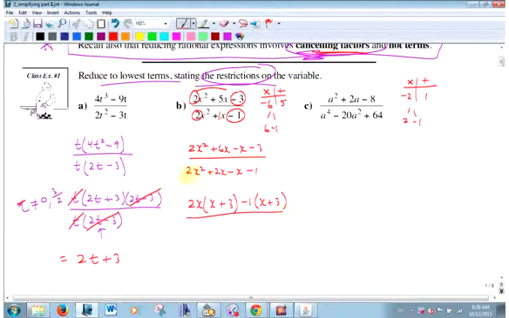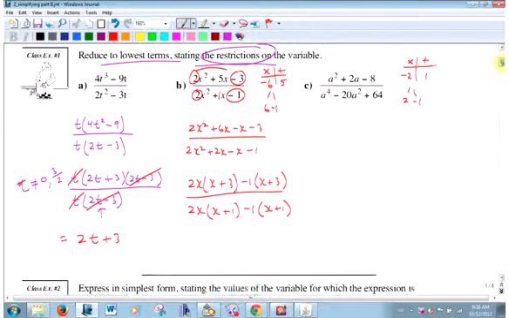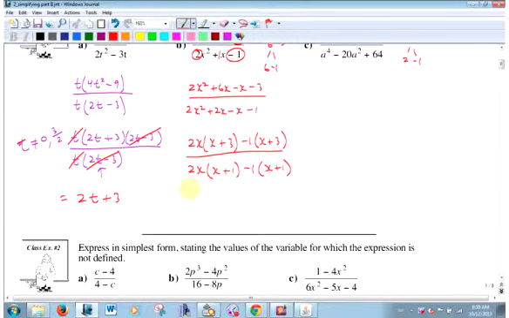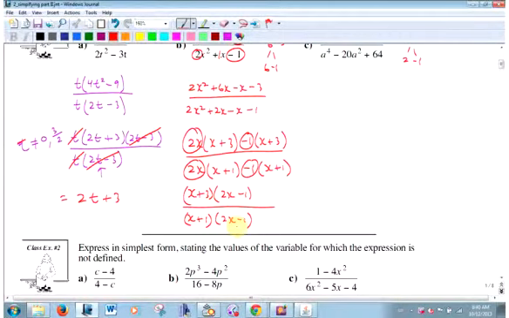On the bottom, I can take 2x out. Oh look, I got a 2x on the top. What a surprise, huh? Okay, and I have x plus a 1, x plus a 1. Should have wrote smaller. Okay, factor out x plus 3. What do you have left? 2x minus 1. Okay, factor out an x plus a 1. On the bottom, what do you have? Hey, what a shocker, a 2x minus 1.